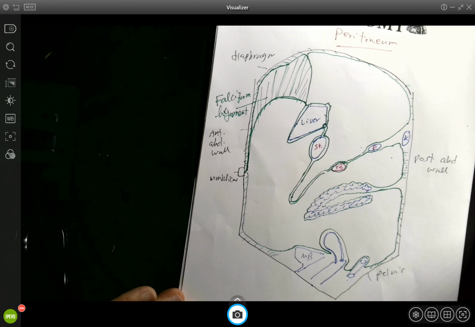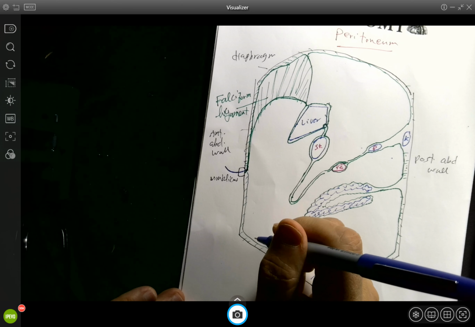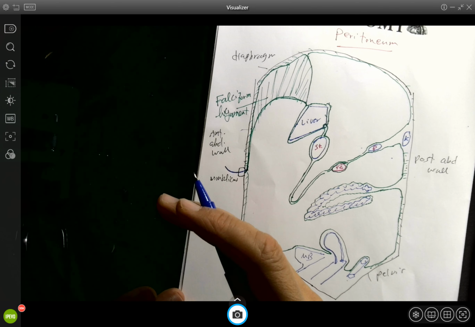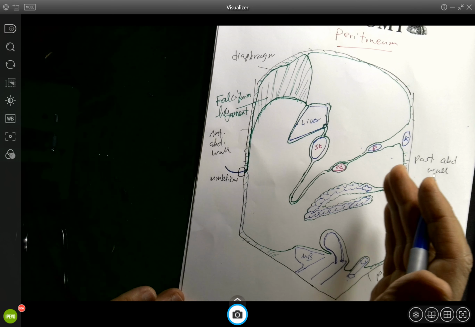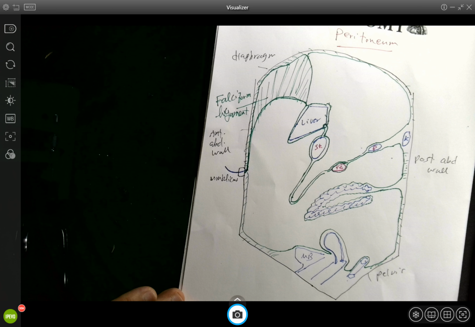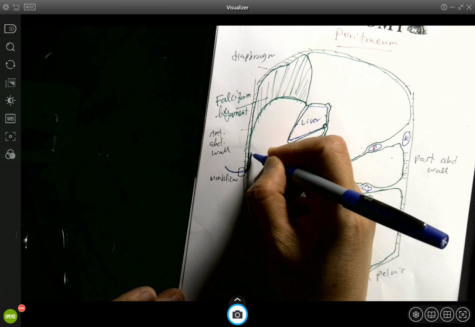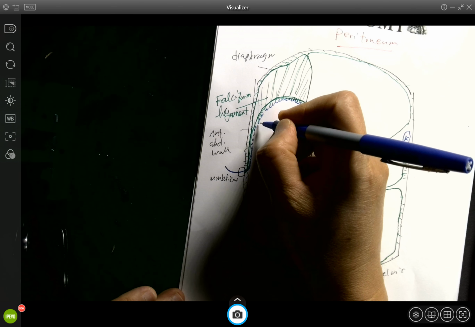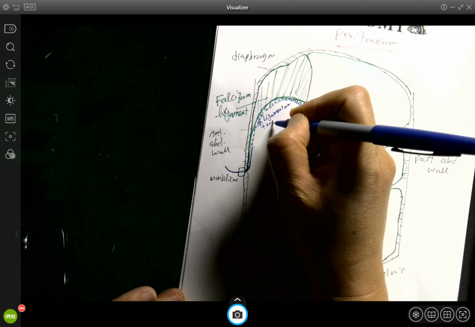This is the one which carries the blood supply to the fetus, like the umbilical vein and umbilical arteries. The umbilical vein brings oxygenated blood to the fetus, and the umbilical arteries bring non-oxygenated blood to the placenta. So one is coming from the placenta and two are going back from the fetus to the placenta. And this umbilical vein will form the ligamentum teres, which originally was the umbilical vein.